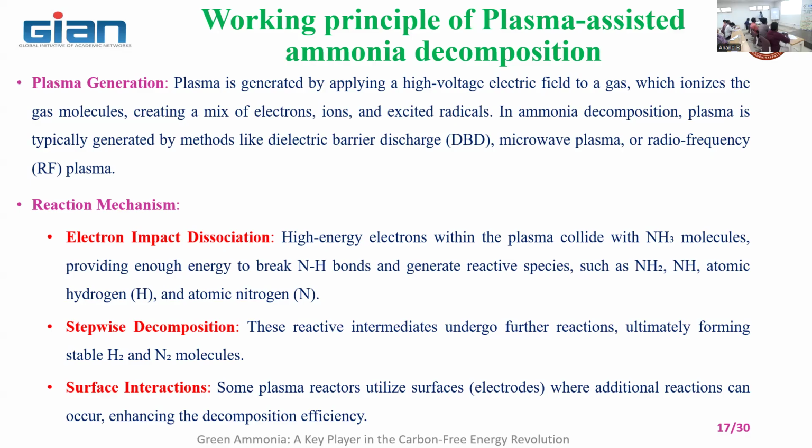The reaction mechanism: high energy electrons within the plasma collide with the ammonia molecules, providing enough energy to break N-H bonds and generate reactive species such as NH2, NH, atomic hydrogen and atomic nitrogen. These reactive intermediates undergo further reactions, ultimately forming stable products. Whatever energy you consume, whether microwave or radio frequency or direct discharge, the plasma can be generated. You can go for any intermediate reactions from the inlet, but at the outlet we need stable hydrogen and nitrogen. If there is unreacted or undecomposed ammonia, you recycle it back and ensure we get only stable molecular hydrogen and molecular nitrogen. Some plasma reactors utilize surfaces or electrodes where additional reactions can occur, enhancing the decomposition efficiency.